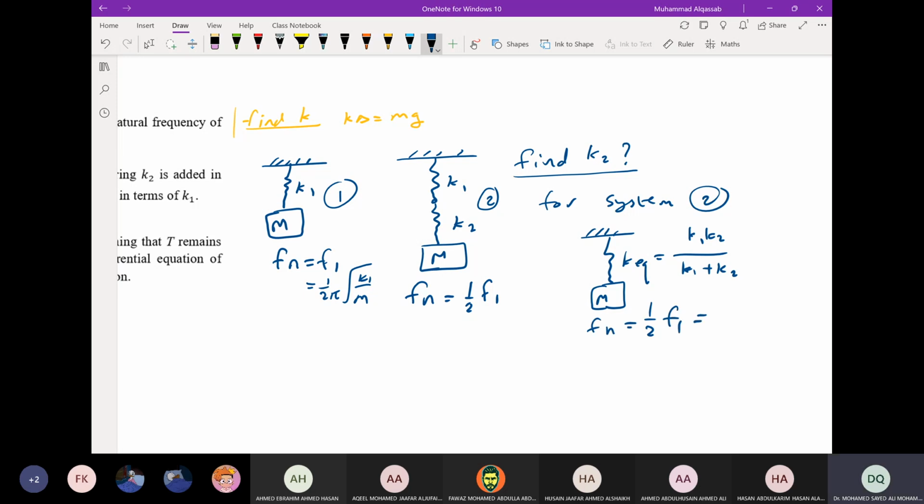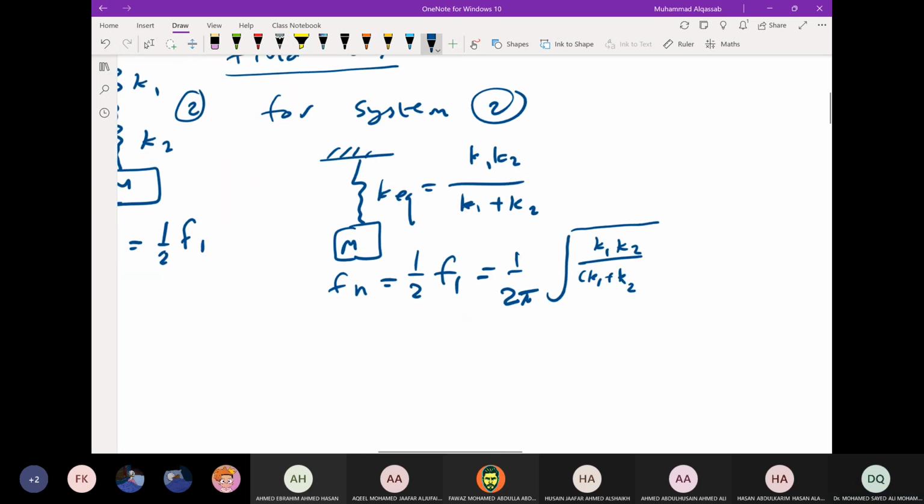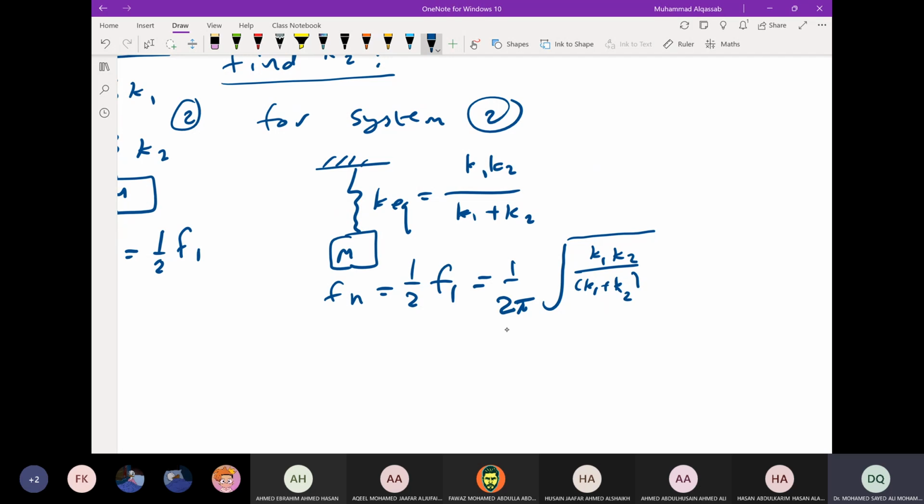Okay, it is half F1 as given, but now we can get the expression of Fn, which is 1 over 2 pi square root of K equivalent divided by M, and K equivalent is K1 K2 divided by K1 plus K2, divided by the mass.